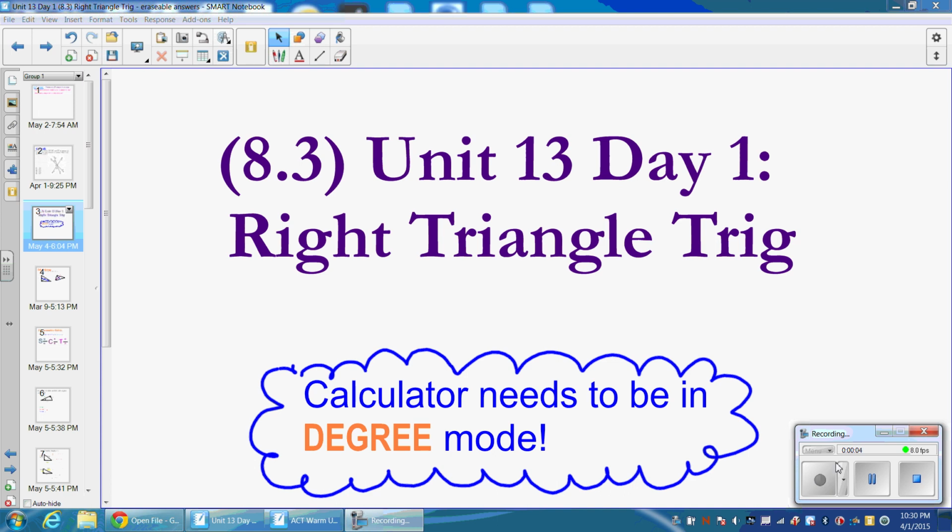It's right triangle trig, so mostly it's going to be a review today. What I need from you right now is to grab your calculator and make sure that you go to Mode and have it in degree mode, okay? So just make sure you go to Mode and make sure that it's on degrees, not radians. Otherwise, you won't get any of the correct answers, okay?